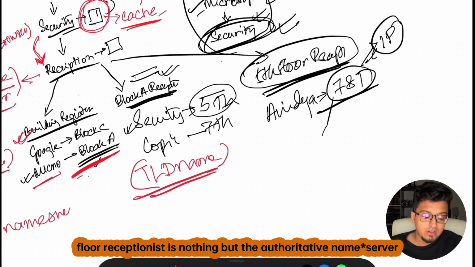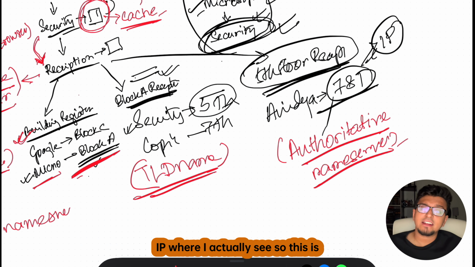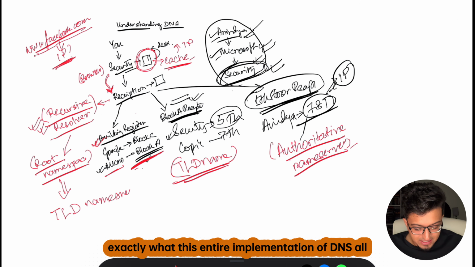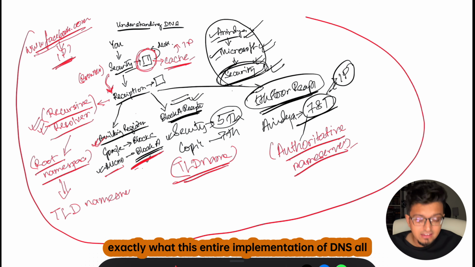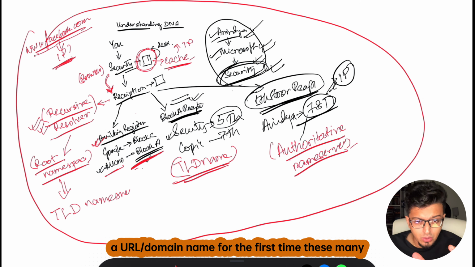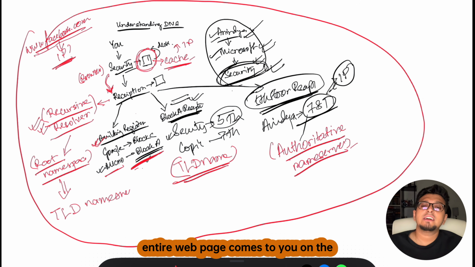And this floor receptionist is nothing but the authoritative namespace, which has the exact location, or the exact IP, where I actually sit. So this is exactly what this entire implementation of DNS is all about. Whenever you are searching for a URL for the first time, these many servers are internally hit, and only then does the entire web page come to you on the display.